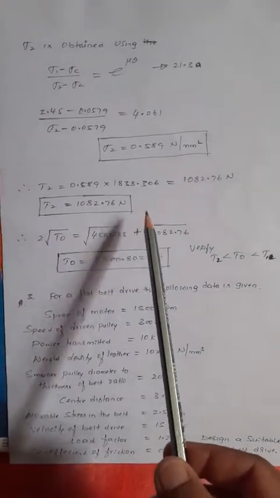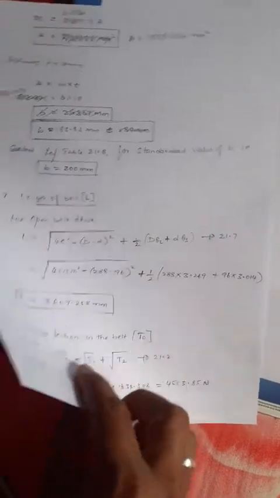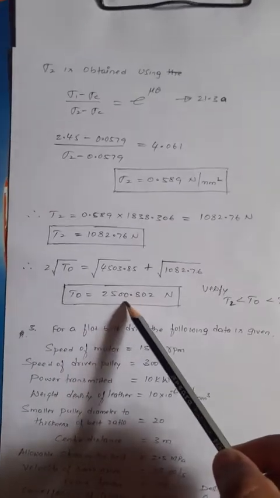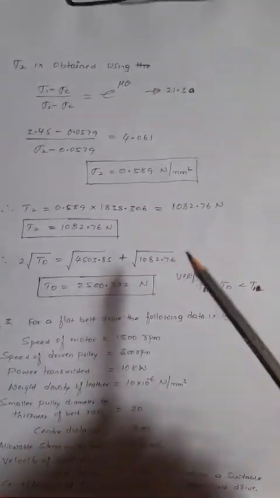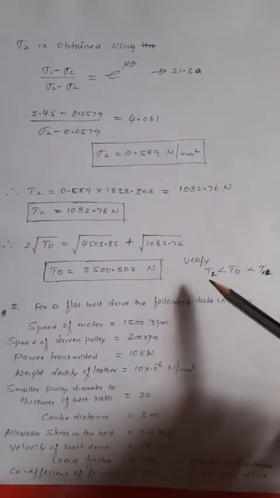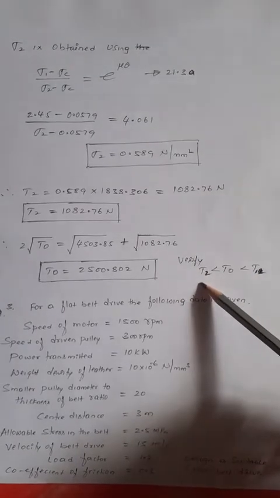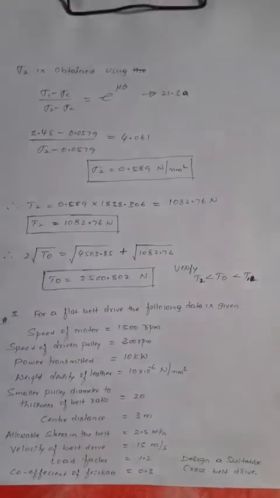Now we will get T2 is equal to 1082.76 newton. And then back substitute to equation number 21.2. Now we will get T naught. Then verify it. Whenever you get the answer, please verify it. T naught should be greater than T2 and less than T1, right?